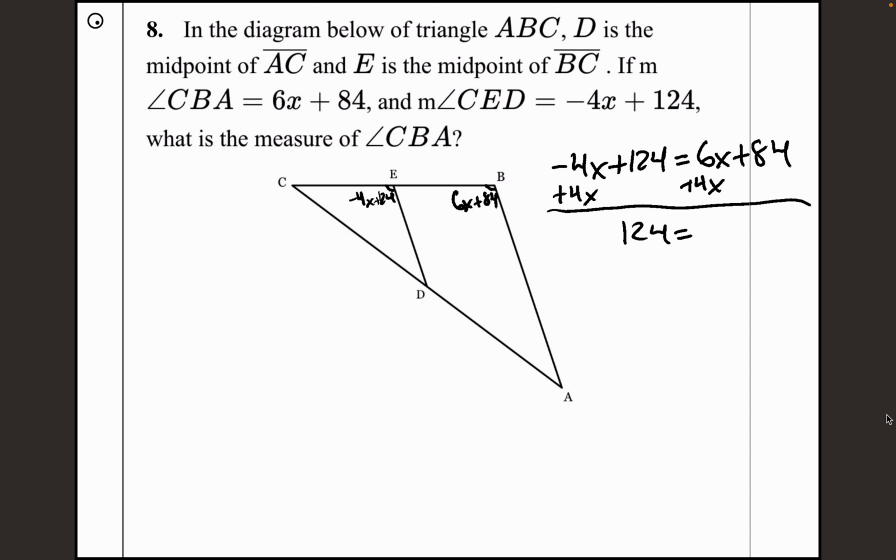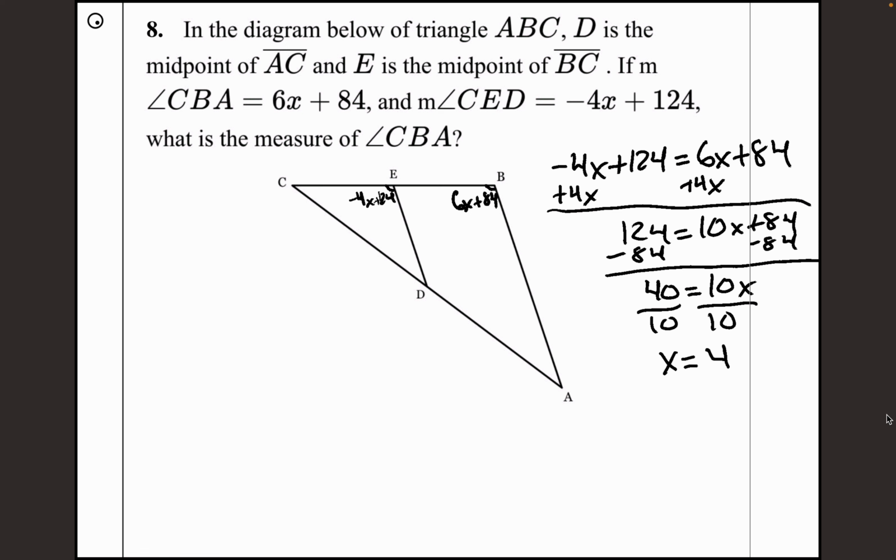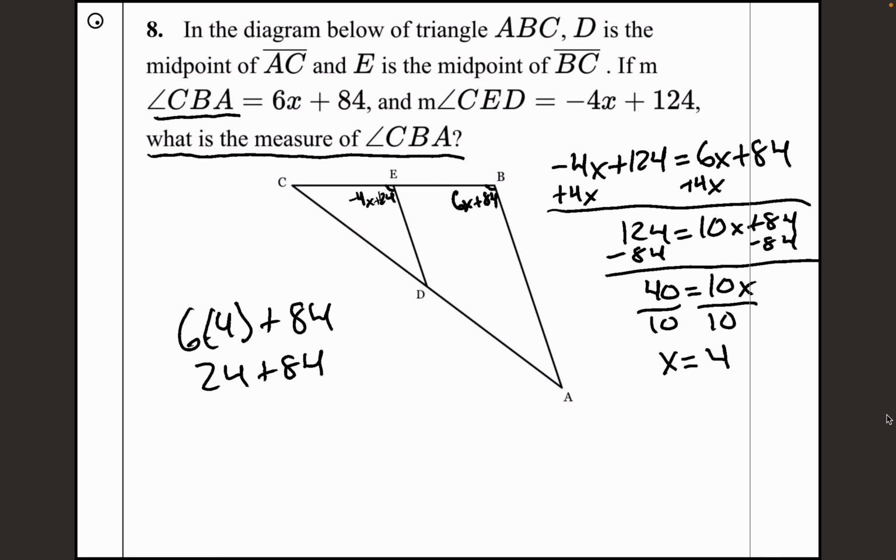What's 6x plus 4x? Plus 84. I subtract the 84. What's 124 minus 84? Divide by 10, and what do we get for x? Is that my answer? Yeah, it tells me to find the measure of angle CBA. So I got to plug into CBA. So 6 times 4 plus 84. 6 times 4 is 24. Add them together, and you should get 108.